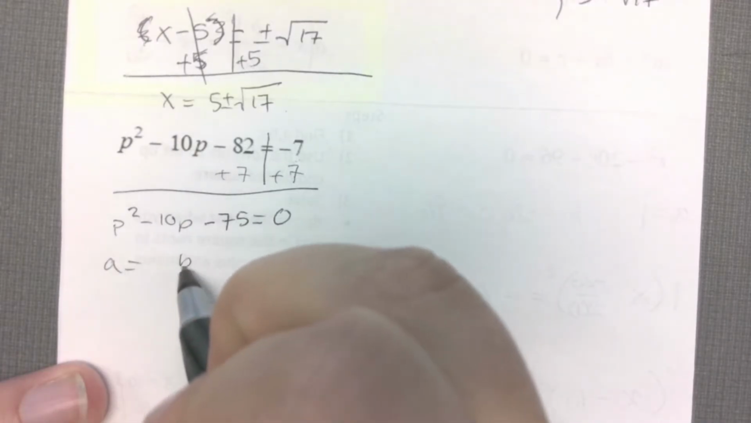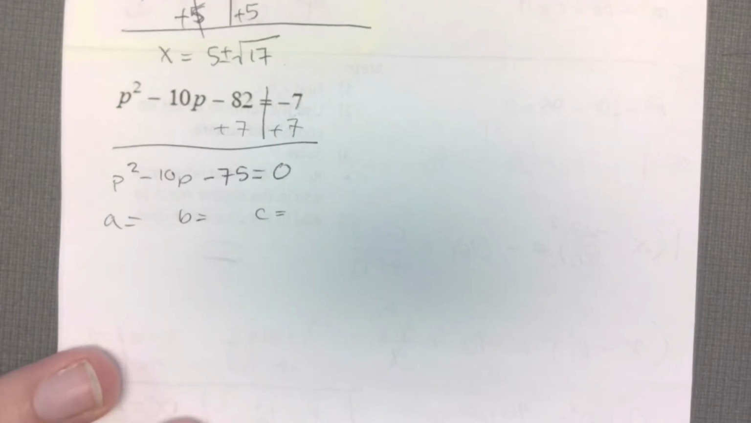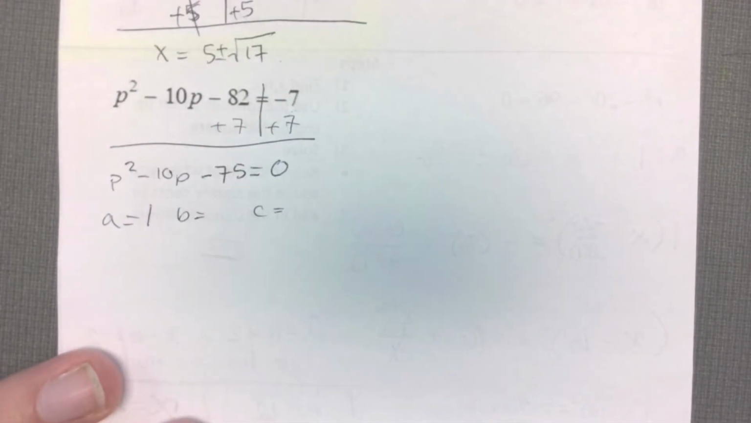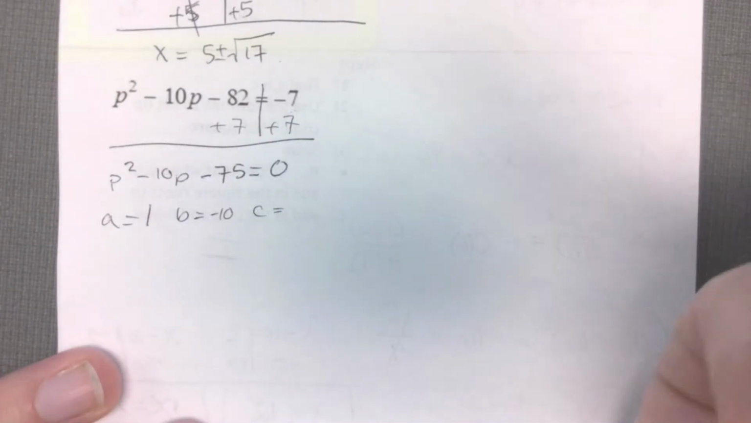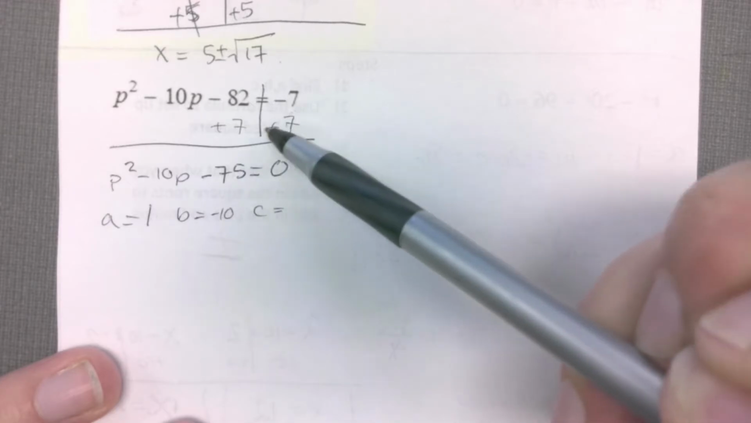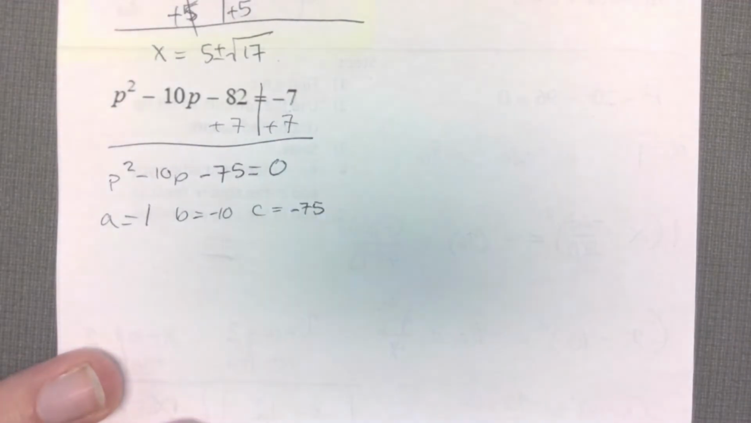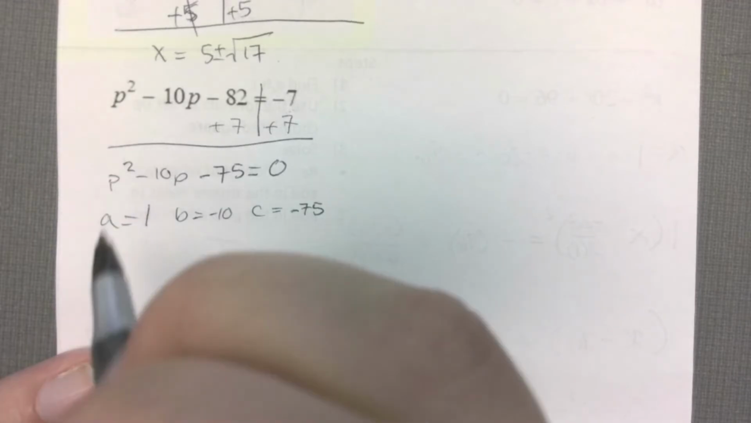What's my A? What's my B? What's my C? Diego, what's my A? It is a 1. Angel, what's my B? Negative 10. Good. Jacob, what's my C? Negative 82. Nope. Because we had to move the 7 first. Oh, yeah. Negative 75. Good. Okay, we're using the same formula.